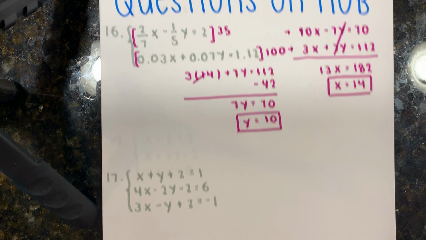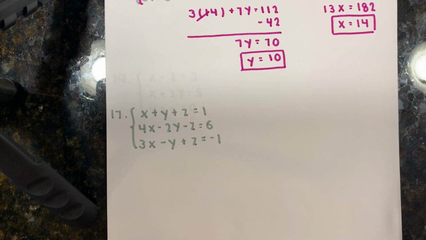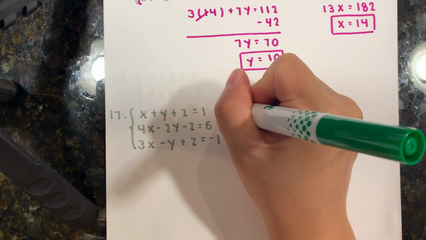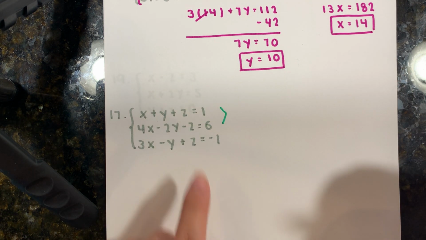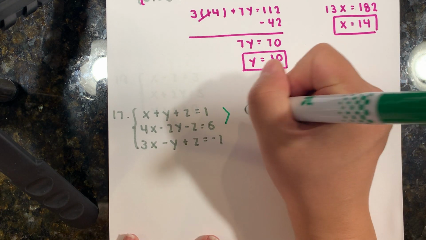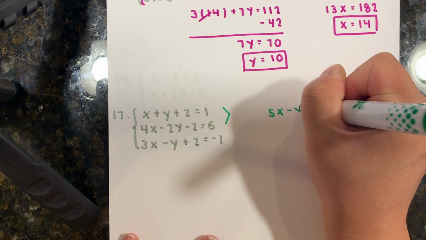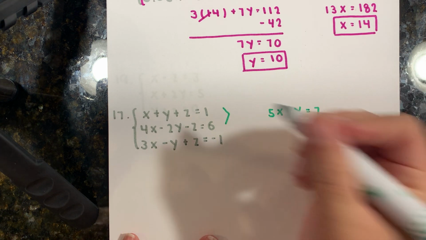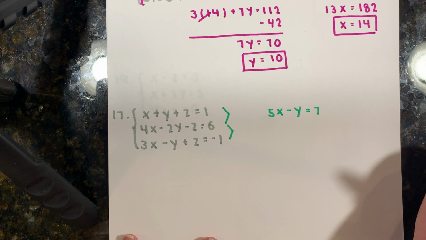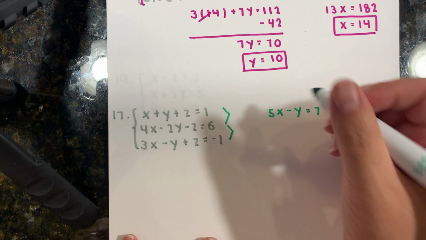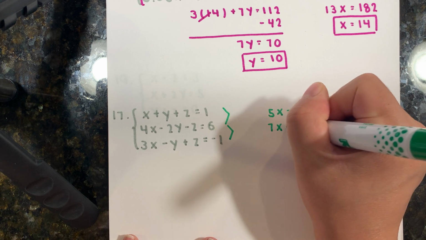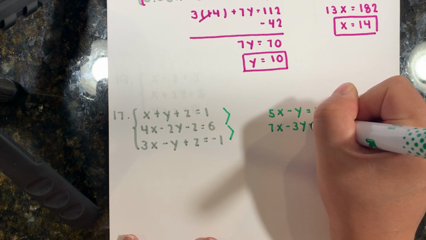Now looking at number 17, what I need to do is add the two equations together to eliminate one variable, then do the next two equations and eliminate a variable. And it actually makes it very easy for us because on this one, the z's would cancel. So when I add the equations together, I get 5x minus y is equal to 7. And when I add these two equations, the same thing happens, as these will cancel. So I get 7x minus 3y is equal to 5.